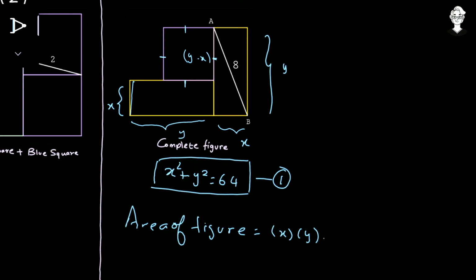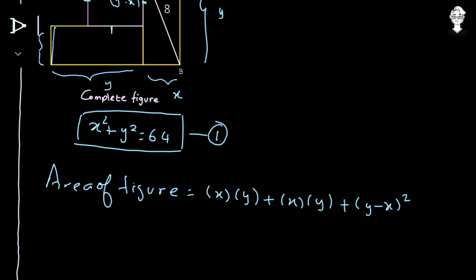And the other one is congruent, so it's also going to have the same area, that is x into y. So plus x into y. Now plus the area of the square. Area of the square is equal to side square. Side of the square is y minus x, so it will form (y minus x) the whole square. Now let us solve this equation.